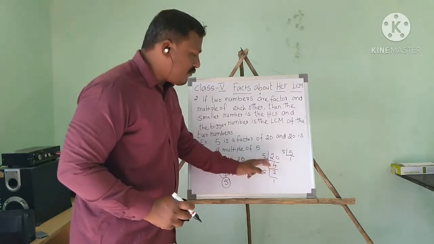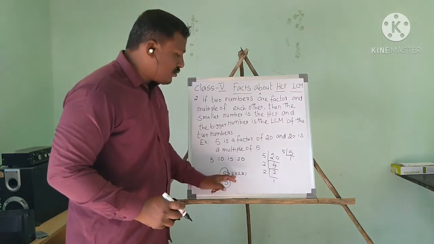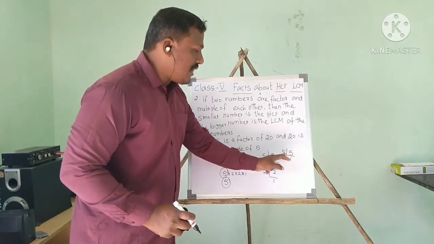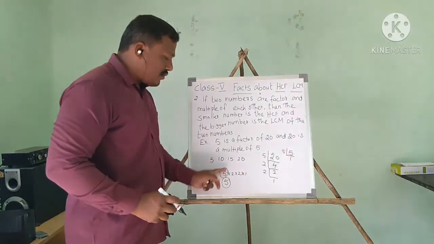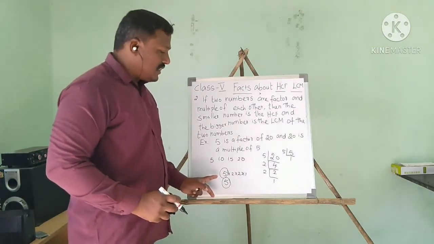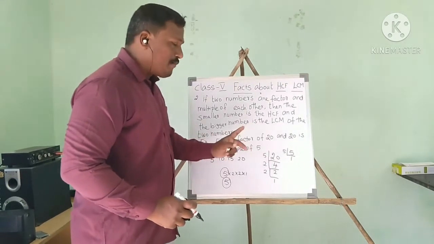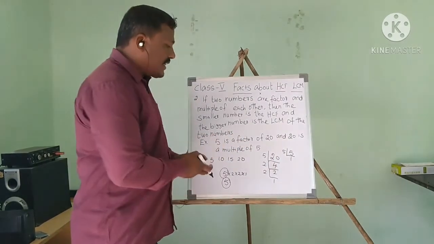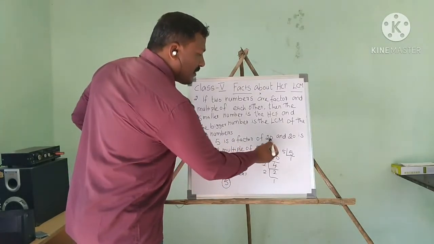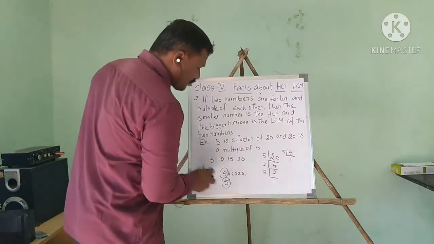So 5 into 4 is 20, 2 2s are 4, then 2 1s are 2. If you collect the factors of 20, 5, 2, 2, 1, and find the factor of 5, 5 1s are 5, so 5 has only one factor. So the common factor is 5. So this is the HCF, the highest common factor, of 5 and 20. Then LCM of 5 and 20: 20 is the LCM.